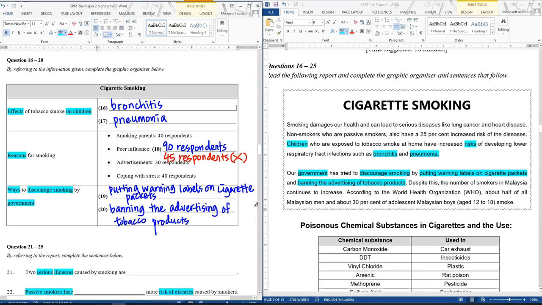In order to save time, I have written the answers for question 19 and 20 here. So I've copied them exactly as how I have seen it in the text. So putting warning labels on cigarette packets. P is in small letter. And the next one would be banning the advertising of tobacco products. B, okay, B is also in small letter.